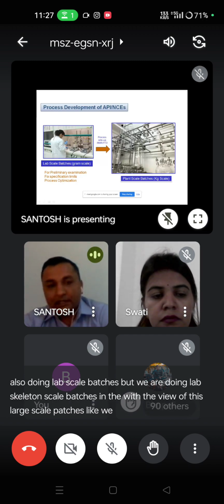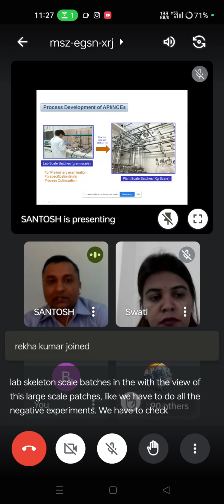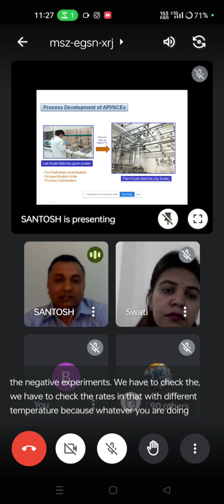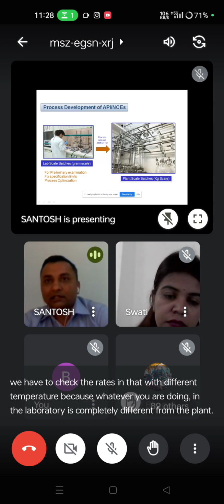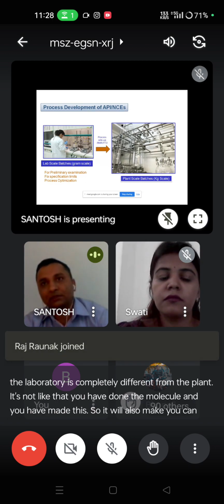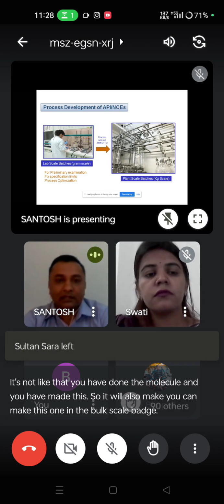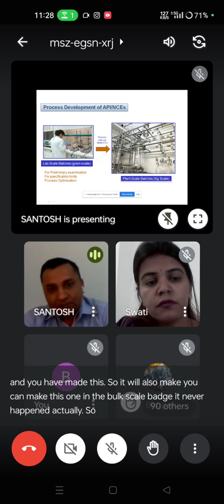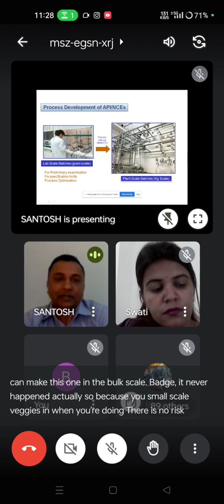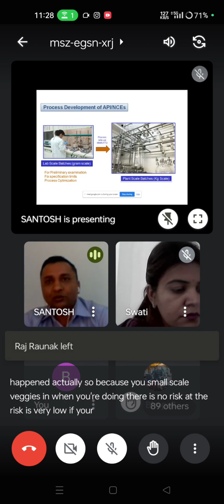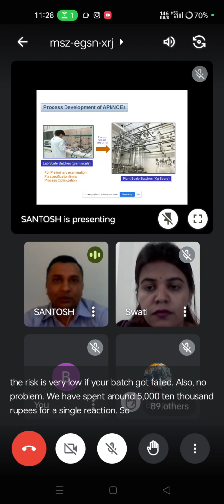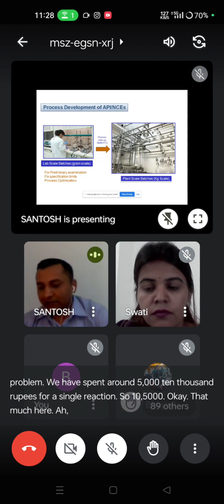We have to do all the negative experiments. We have to check the rates at different temperatures, because whatever you are doing in the laboratory is completely different from the plant batches. It's not like you have made the molecule in the lab, so you can make it in bulk scale batches. It never happens. With small scale batches there is no risk. The risk is very low. If your batch fails, no problem. We have spent around 5,000 or 10,000 rupees for a single reaction. That much loss the company can bear.